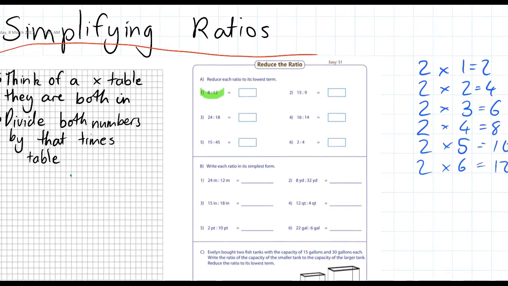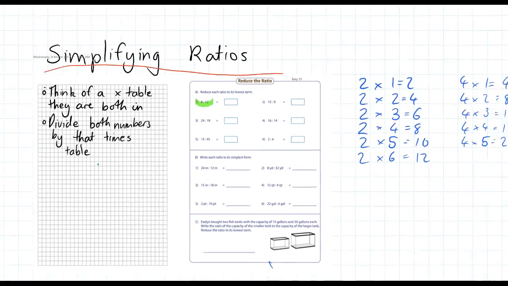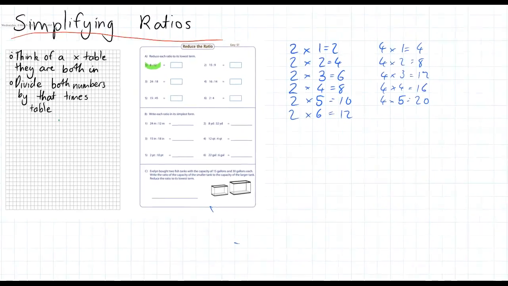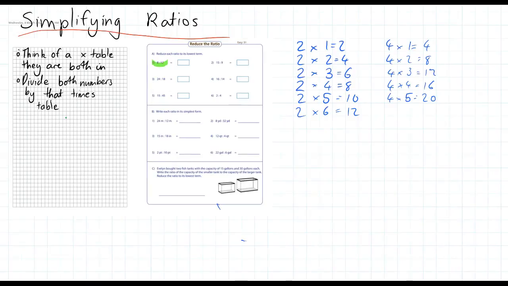Okay? So what we've got to do is think of a times table that both 8 and 12 are in. Okay, think of a times table that has both 8 and 12 as answers. Okay? And already you might see over here that your 2 times table fits the bill. 2 4s are 8 and 2 6s are 12. But also, your 4 times table fits the bill. 2 4s are 8, and 4 3s are 12.